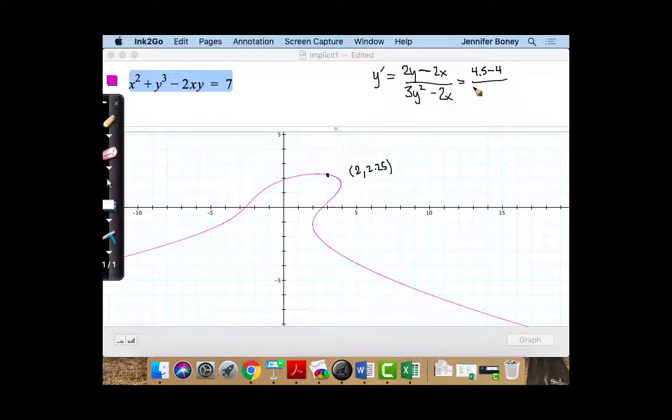Don't know what that is off the top of my head. 2 1/4 is 9/4 squared. 81 over 16 is 5 point something. Oh, times 3. Yeah.